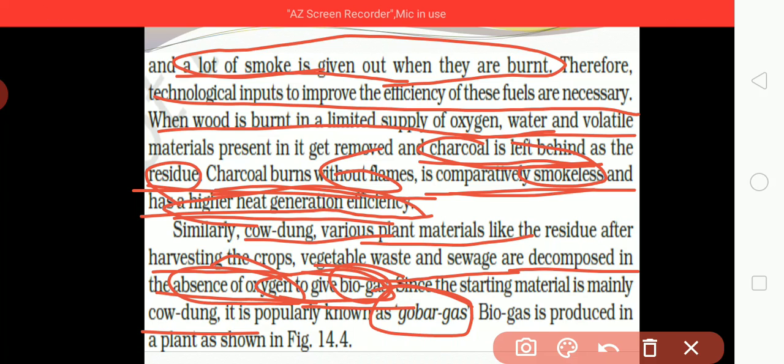When cow dung as well as various plant material like residue after harvesting crops, vegetable waste as well as sewage are decomposed in the absence of oxygen, due to which it will give what? It will give biogas, and that biogas is also known as gobar gas. Why do we call it gobar gas? Because its starting material is cow dung, and that's why it is said to be gobar gas.